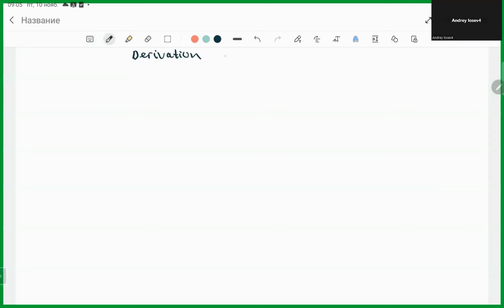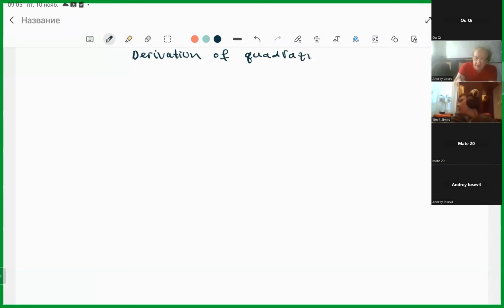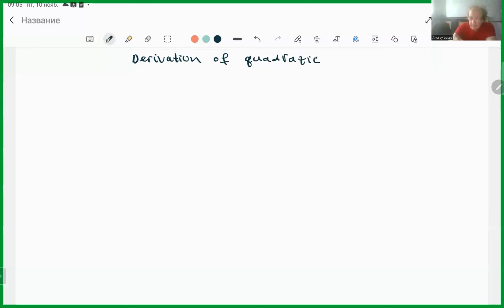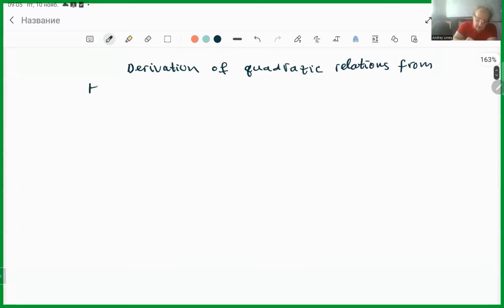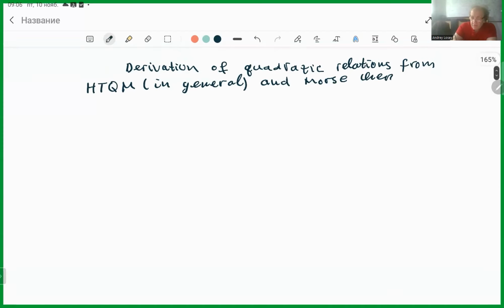Derivation of quadratic relations from higher topological quantum mechanics in general. And Morse theory as an example.